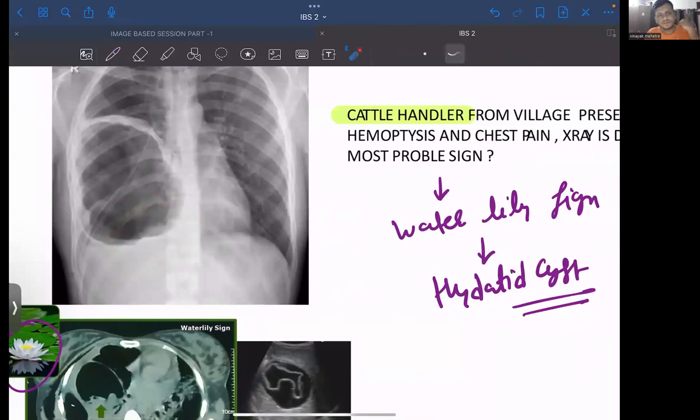But wherever you are going to get a question on hydatid cyst, they will mention cattle handler, or animal handler, farmer. They will write that inside. That is the hint which you need to catch on to.